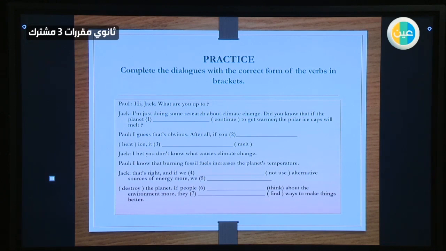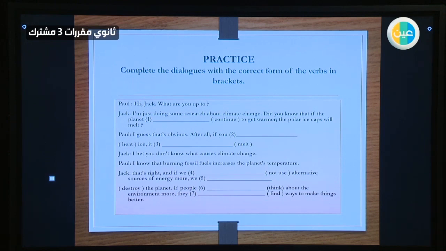Paul: Hi Jack, what are you up to? Jack: I'm just doing some research about climate change. Did you know that if the planet, what?